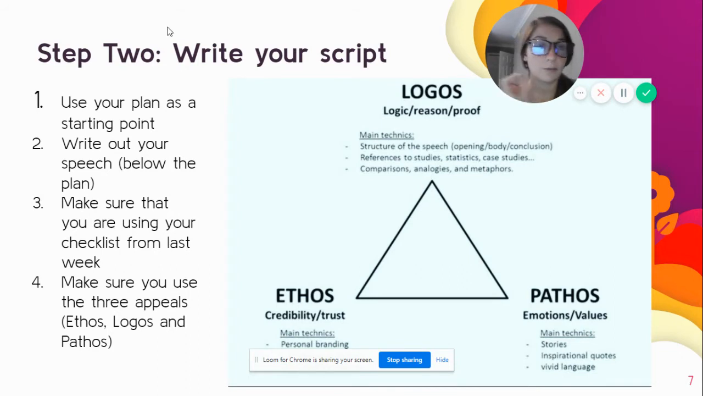All right, so the first step was to plan. And there was another video on the slide that I walked you through your plan. Now you're at the stage for writing. You're going to use your plan as a starting point, write out your speech, and then basically copy and paste your plan and then fill in, make it complete sentences, make it grammatically correct, make sure there's punctuation in parts that you need to pause. Make sure that you're using the checklist, that you have all three appeals to rhetoric. You have logos, pathos, and ethos.